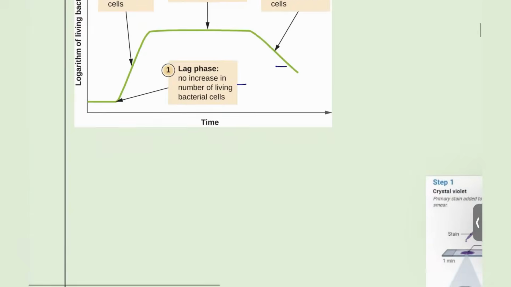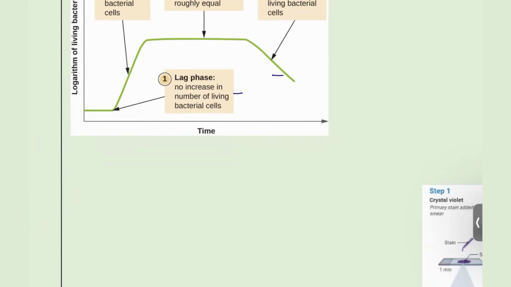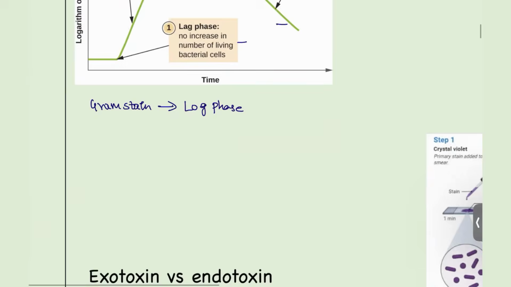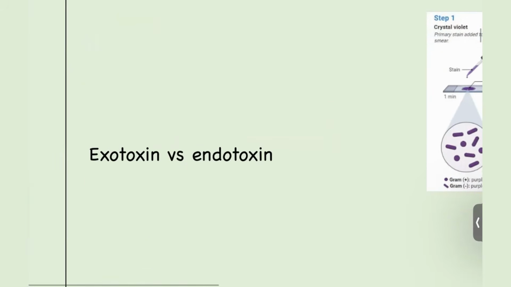Next, there are some questions about when we can do the gram stain. Best phase for the gram stain? If you want to do a gram stain, the best phase is the log phase, because they are increasing in number, so you are going to see whatever is present. Also, only in the log phase do we see this exponential growth. That's why. All right, next, coming to the exotoxin and the endotoxin.